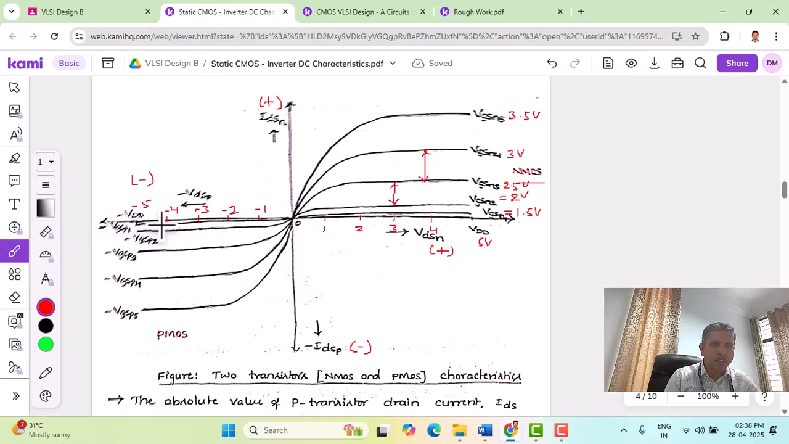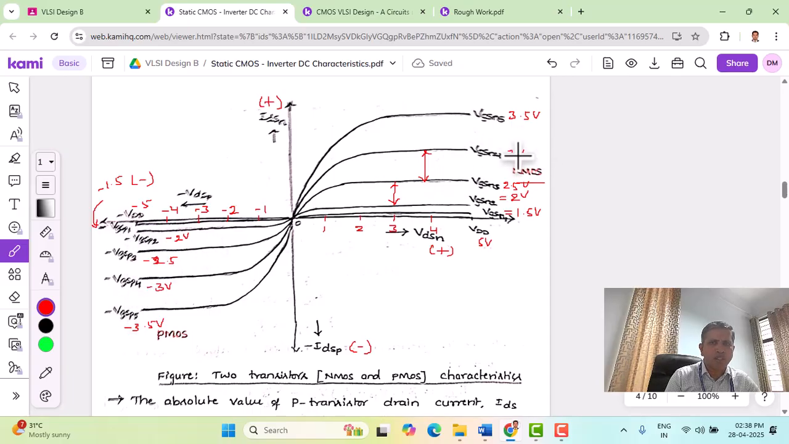VGSP1, let us take this value as -1.5, second one as -2, this curve as -2.5. Let us go in steps of 0.5, -3 volts, and lastly we have VGSP5 as -3.5 volts. So we have different gate to source voltages.